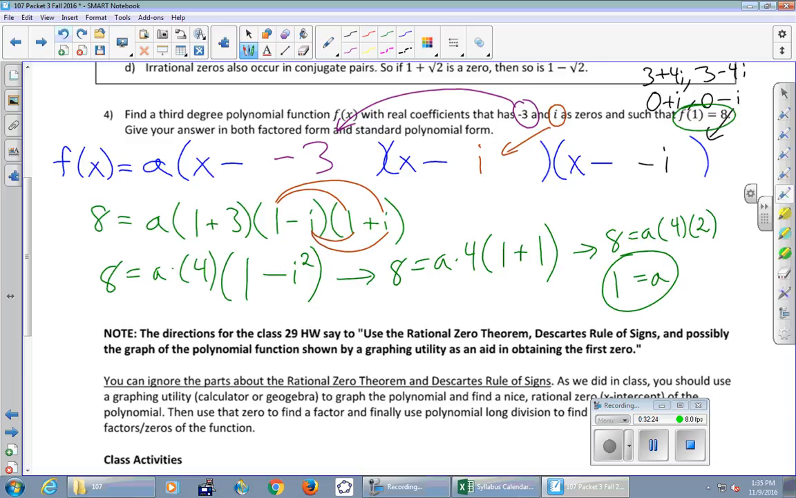Well, that's kind of disappointing to me as a math teacher, because if you had just forgotten to put the a, then you'd have gotten it right anyway, right? All right, so that's not going to happen on the test. Okay, so then I think we're good. We figured out that a is 1.